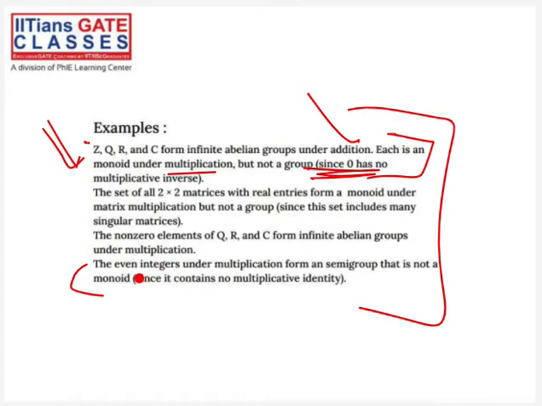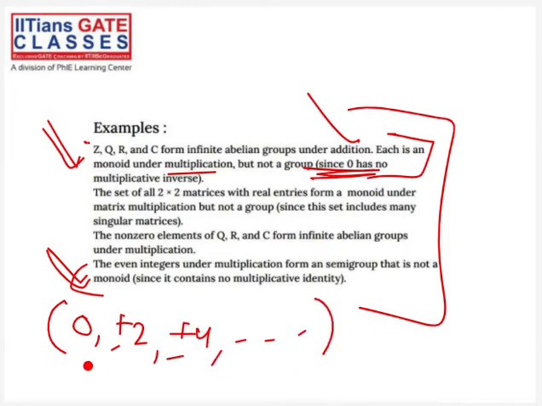The even integers, basically only the even integers under multiplication form a semigroup, because that is not a monoid. Can you check it out, can you prove this claim? He is saying that the set of even integers, okay, even integers means 0, plus minus 2, plus minus 4, this is your set of all even integers. And the operation is multiplication.